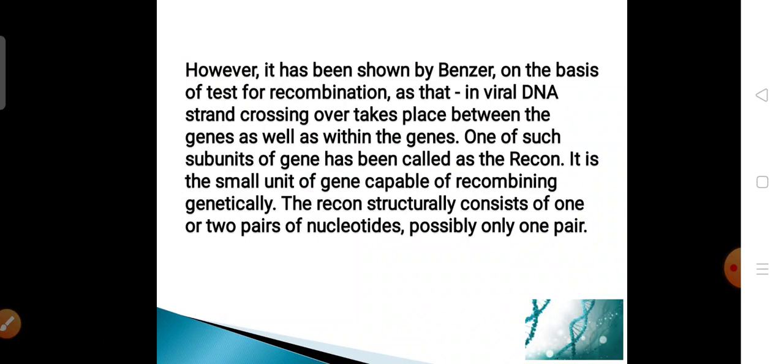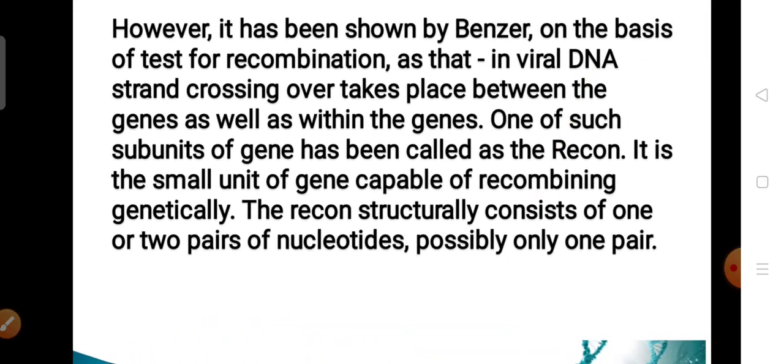So recombination not only takes place between two different genes but also within the gene. One such subunit of gene where recombination can take place within the gene is called recon. So what is recon? The smallest unit of gene capable of recombining genetically. The recon structurally consists of one or two pairs of nucleotides, possibly only one pair.